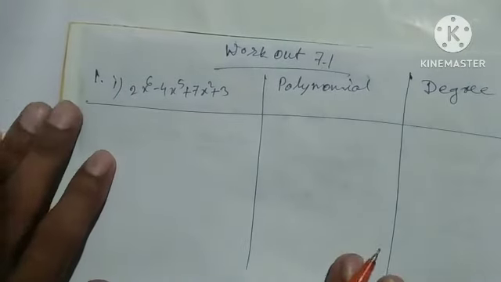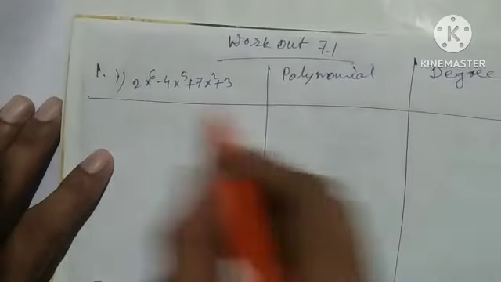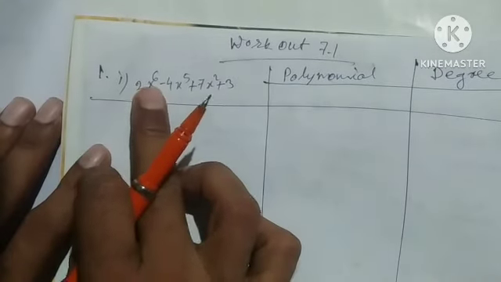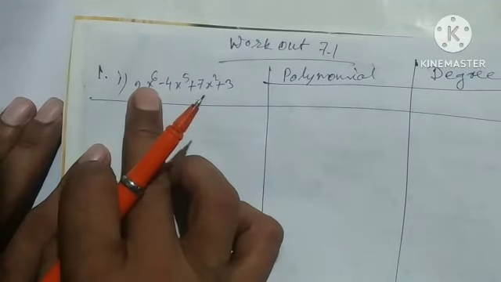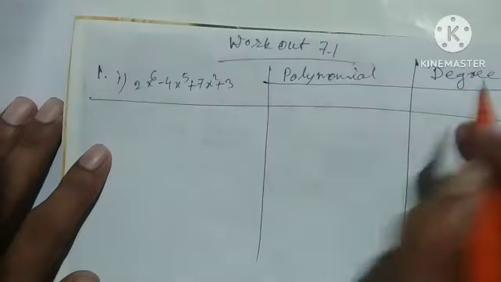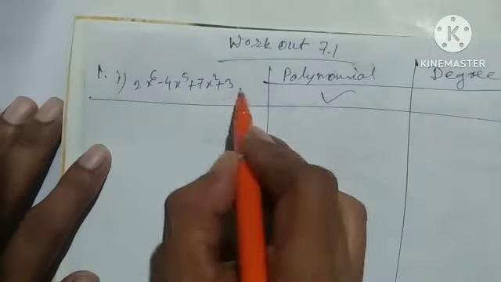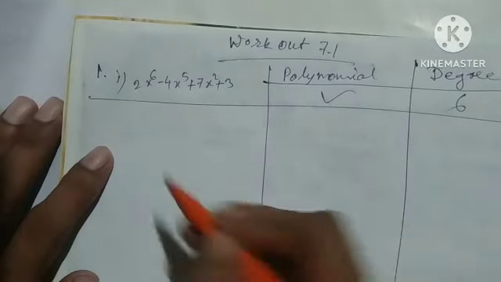So which one is polynomial and what is the degree? I'll write here. So at first look at the indices of the variable. So variable is x here and the indices are 6, 5, 2. So all these are whole numbers. So these are polynomial. The degree is x to the 6. 6 is the highest power. So 6 is the degree.